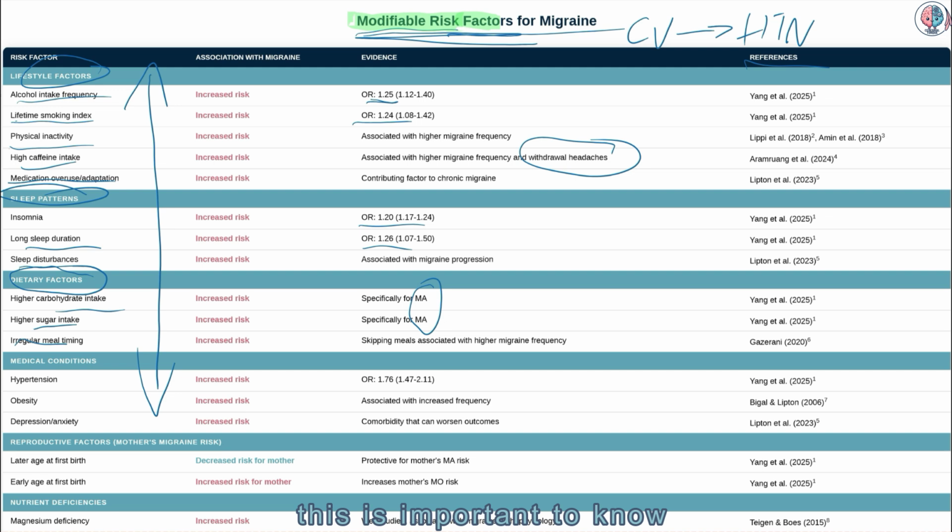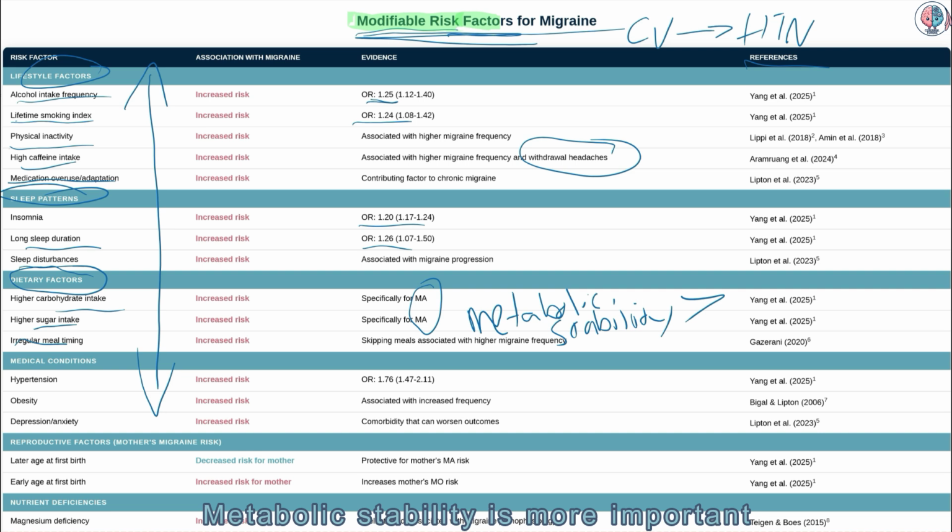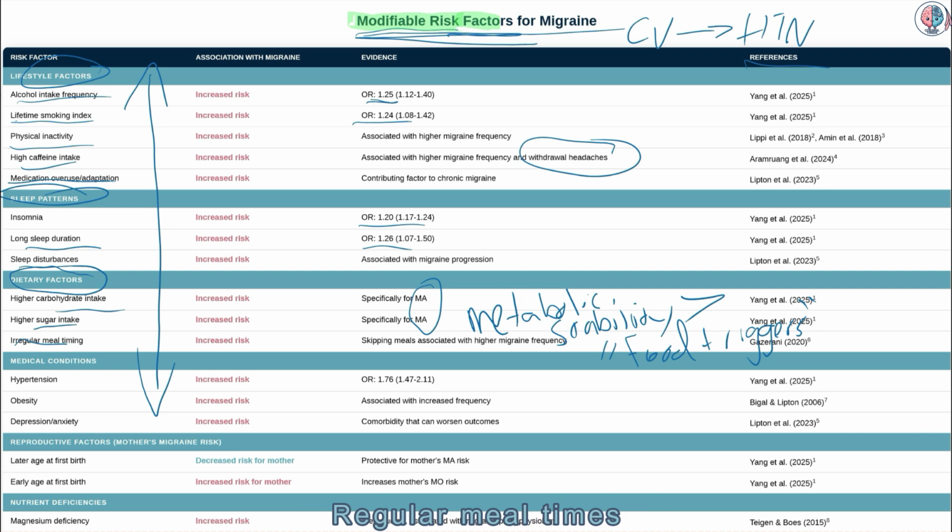Now, this is important to know. Food triggers vary among patients, and there is no consistency, even in studies. However, the patterns of irregular eating, skipping meals, they almost always contribute to migraine in everyone. So this suggests metabolic stability is more important than avoiding specific foods. So I'm going to write this here because it's incredibly important. Metabolic stability is more important than so-called food triggers. Again, schedules are important. Regular meal times. And if there's migraine with aura, maybe consider these modifiable risk factors.